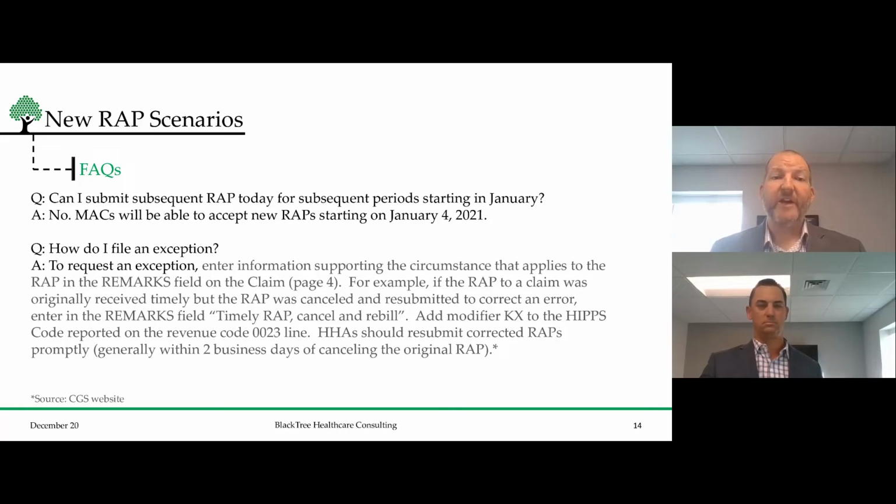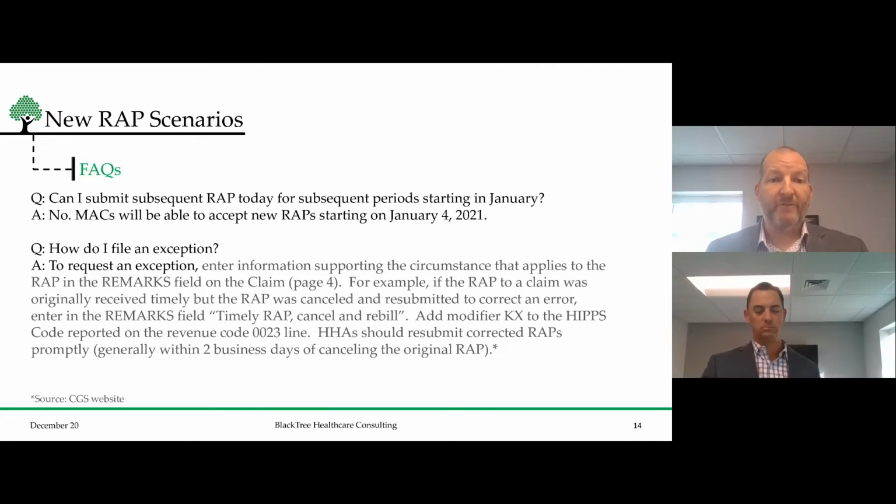The next question there is, how do I file an exception? So in those situations where you submitted a RAP and it was late, but you think you should be entitled to the reimbursement because the lateness was out of your control, what do I do in those situations? So this kind of walks you through exactly what you're supposed to do. In order to request an extension, you want to do the following. You want to enter the information supporting that circumstance that applies to the RAP in the remarks field.